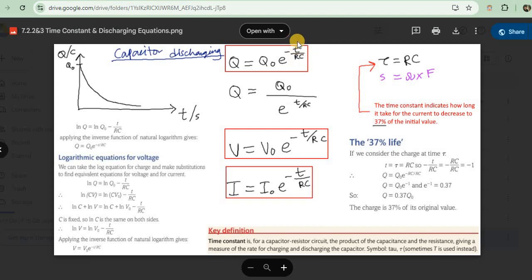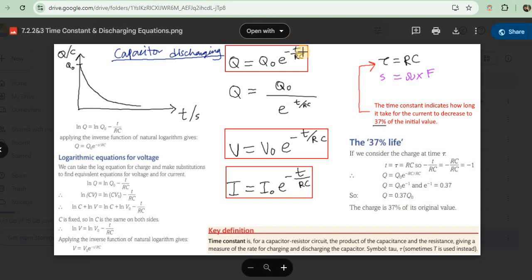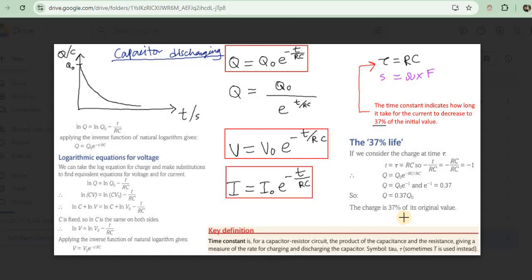So then what will happen? This will become 1. So this power is -1, and here we have e to the power -1. Now, e to the power -1 is 0.37. So you see, then we get Q is equal to 0.37 Q naught. You can also write it as 37/100, which is 37%. So the time constant tau is the time taken for the charge to become 37% of its original value.